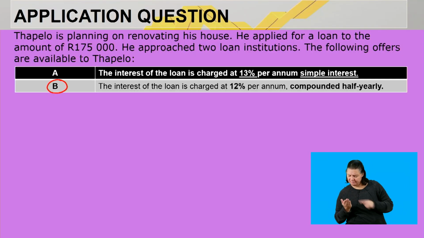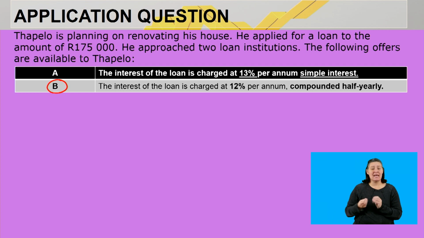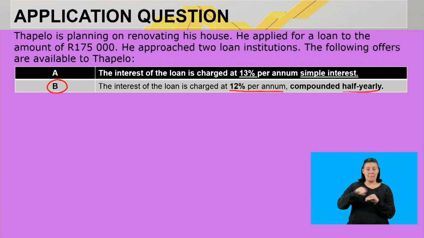220,500 Rand. Okay, let's now look at should he decide to go with option B. So here option B, what is important here, the interest of the loan is charged at 12% per annum, compounded half yearly. All right, how many half years in 1 year? It's 2, but since we are working over a period of 2 years, there will be 4 half years. So I will now be working with Institution B. So let's start. The first half year.